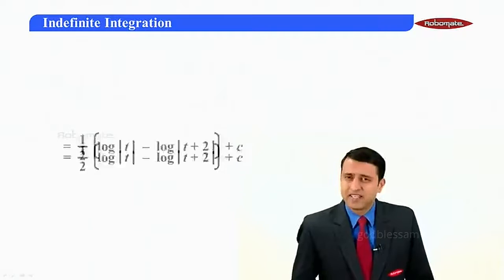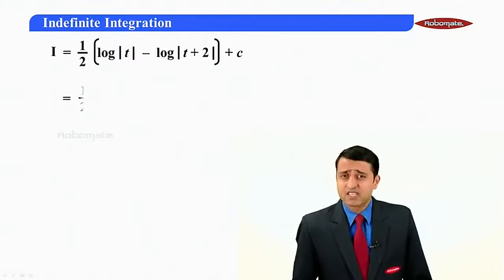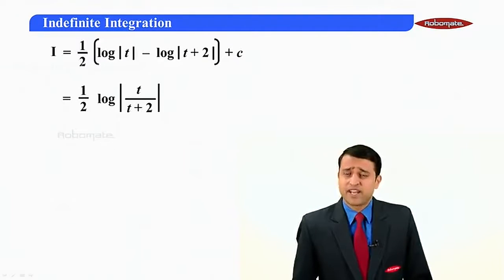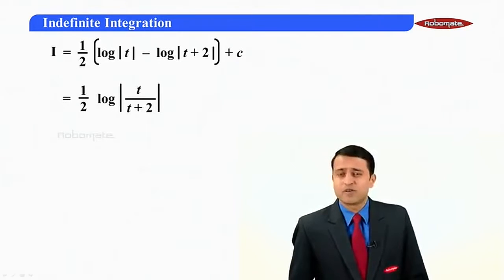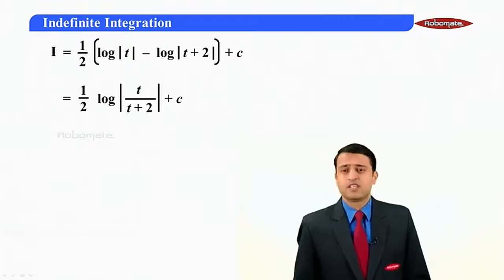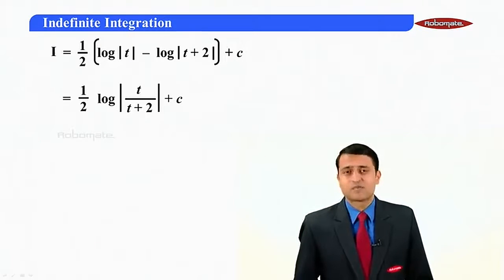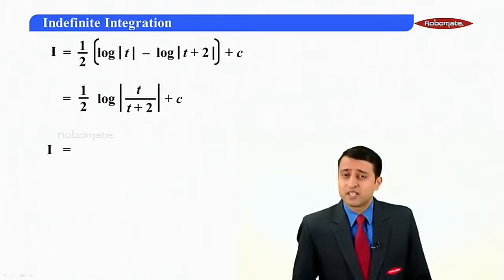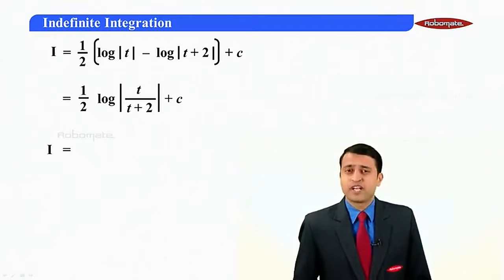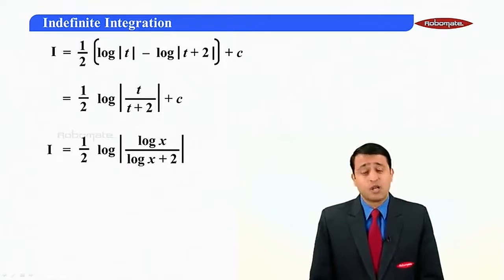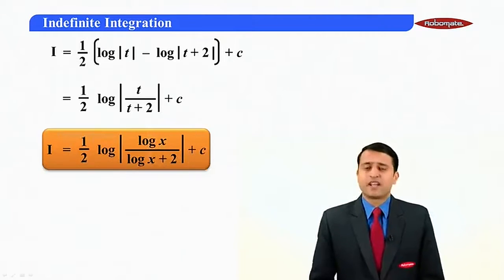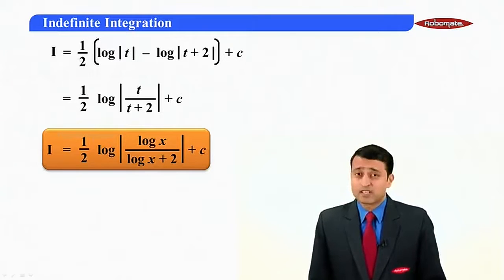Now let us write this in the next step as half log mod of, can I say t upon t plus 2? Thus log of a minus log of b is equal to log of a by b. Plus c is there. Now the question was in terms of x. So let us substitute the value of t, and that is nothing but log of x. So we get half log mod of log x upon log x plus 2 plus c. That's your final answer.